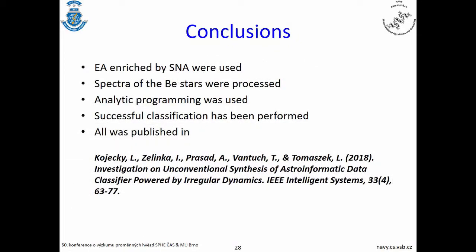So, as a conclusion of this presentation, I would like to say that we used evolutionary technology enriched by strange non-chaotic attractors as well as chaotic attractors. We tried to use some spectra of Be stars, which were delivered by our colleagues from Ondřejov, together with our colleague from Charles University. As symbolic regression, we used analytical programming, and altogether it was used for classification, which seems to be successful, and it has been published in this paper after 2 or 3 rounds of review. So that's the main idea of my presentation.